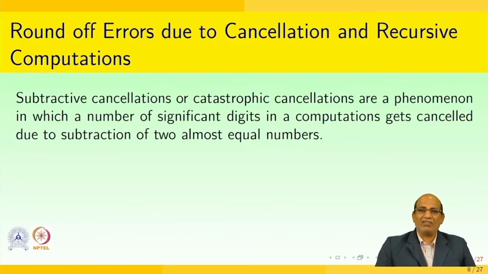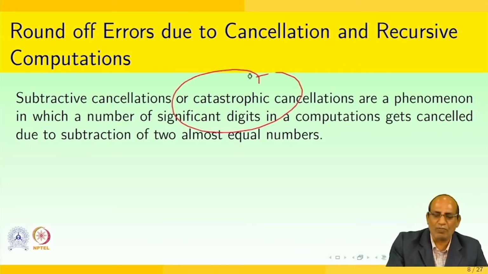For this we have what we call round-off errors due to cancellation and recursive computations. Subtractive cancellations or catastrophic cancellations are a phenomenon in which a number of significant digits in a computation get cancelled due to subtraction of two almost equal numbers. So when you have two almost equal numbers, then you do have a catastrophic cancellation. It is very, very important. So that is catastrophic cancellation.